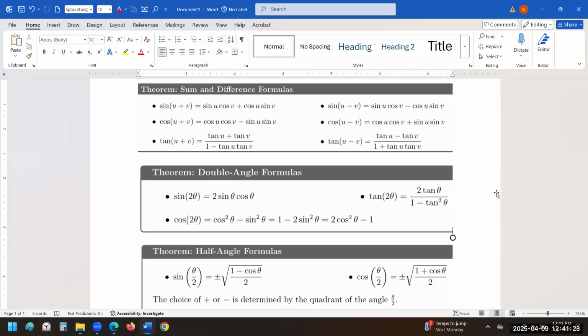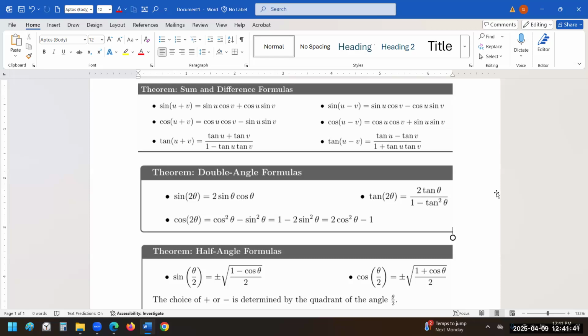For tangent, again, if you know the double angle of the sine and cosine, you can simply divide sine by cosine and get the tangent. Or if you don't want to find that, then you can simply use this formula. Again, I never memorized this one. Then you have half angle.